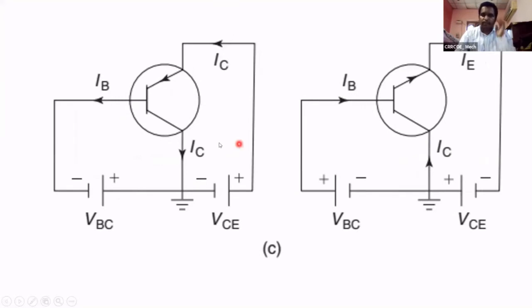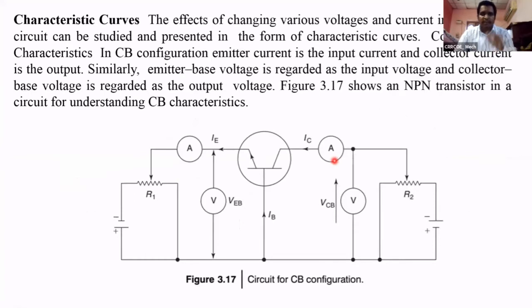And the third one is where the collector is the common terminal. The input is given between base and collector, and the output is taken between emitter and collector. The common terminal is collector, so the configuration is called common collector configuration. We connect the transistor in any one of these three modes, common base, common emitter, or common collector, based on the application and the desired advantages. Next we see the characteristic curves of the three configurations.